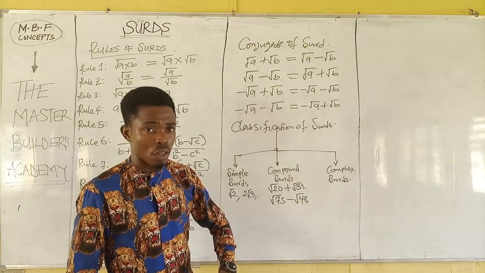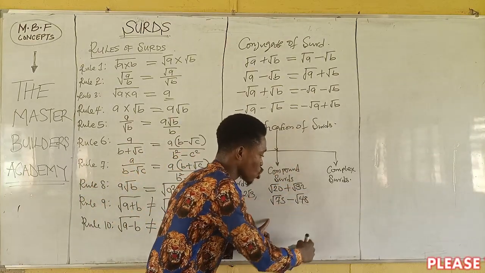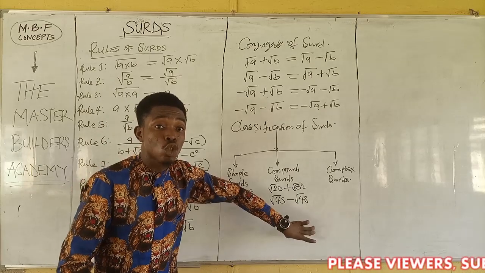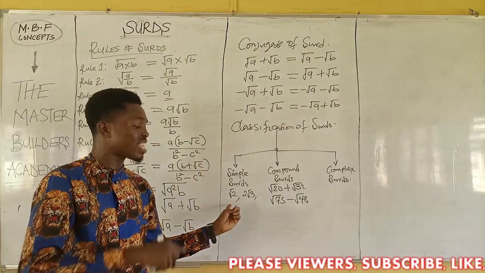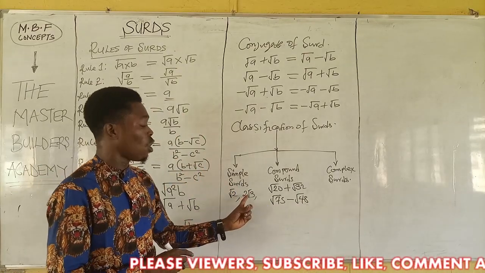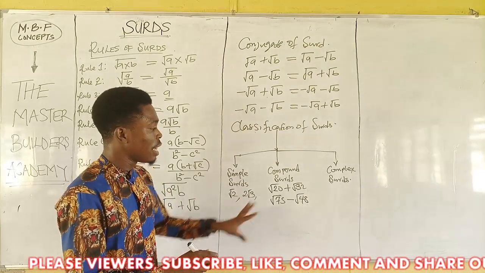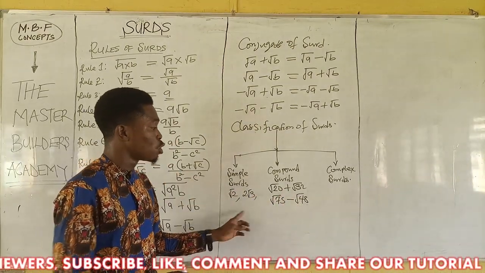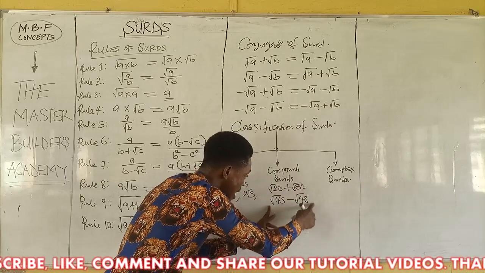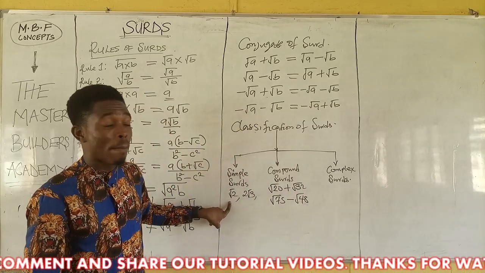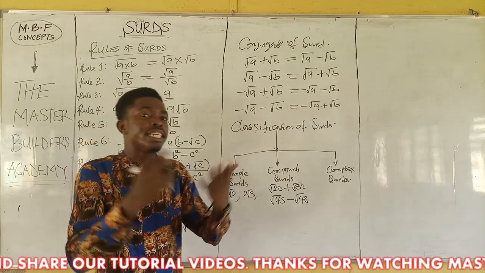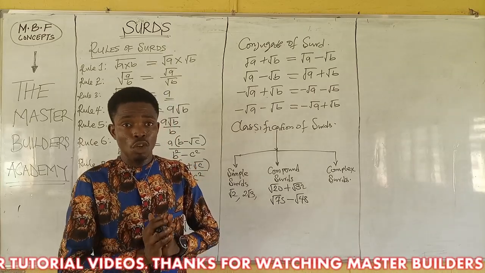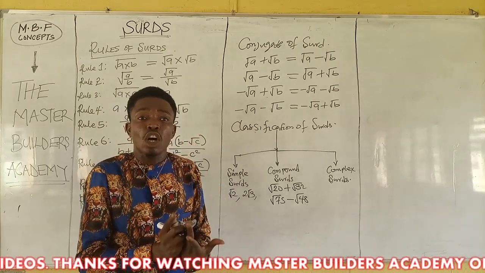Now, anytime you are given a compound surd, what is expected of you is to reduce this compound surd to a simple surd, either in this format or in this form. You must reduce these to either this first format or this second format, depending on the nature of the question and the parameters or the figures you were given.